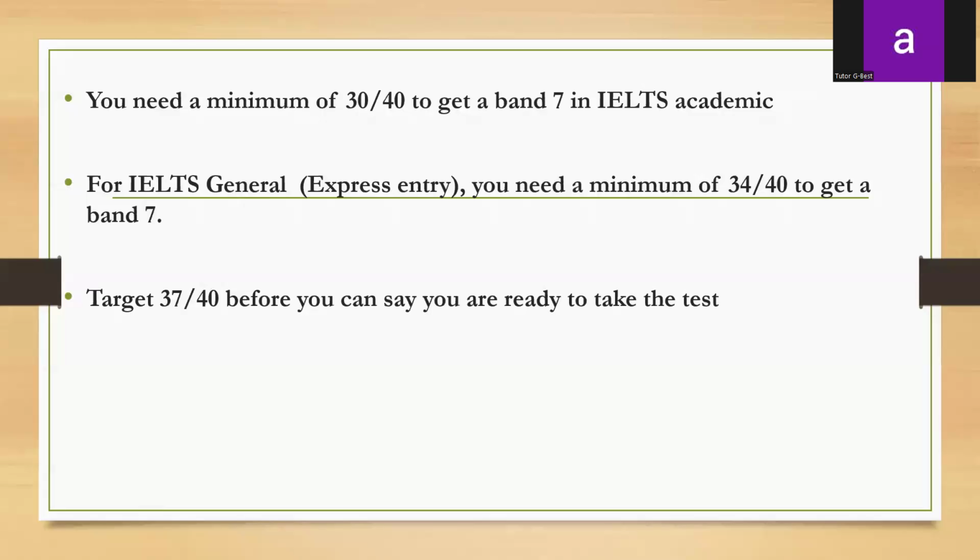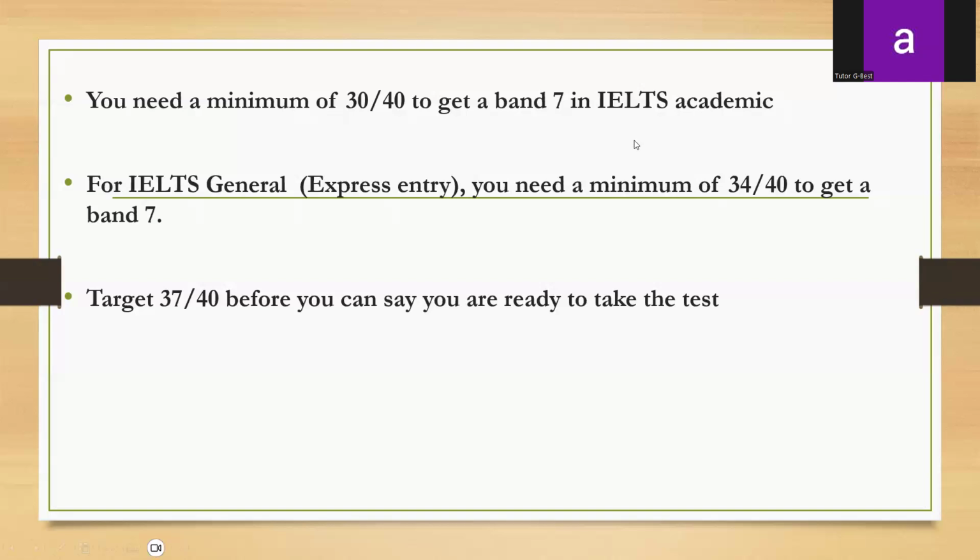For the reading test, you need a minimum of 30/40 to get a band 7 in the IELTS academic. So, minimum 30/40 for band 7 in IELTS academic. For IELTS general, that's those going for express entry, you need a minimum of 34/40 to get a band 7. This is the minimum qualifying score if you want to get real high points. But as usual, your target should be 37/40. You should be getting 37/40 consistently before you say you are ready to take this test.